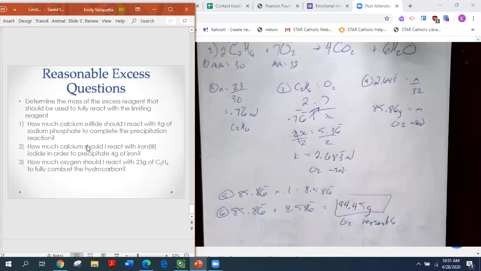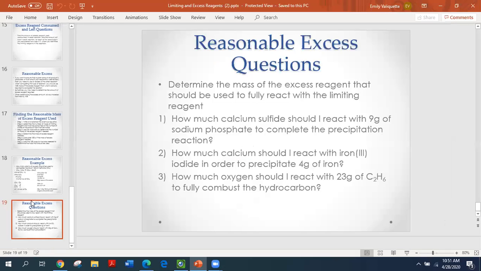All right. Okay, so that is it for this lesson. If you have any questions, of course, feel free to ask me. But from now on, as we move forward, anytime you are asked for the mass of a product, just remember you always have to figure out what your limiting reagent is first if you're not told.